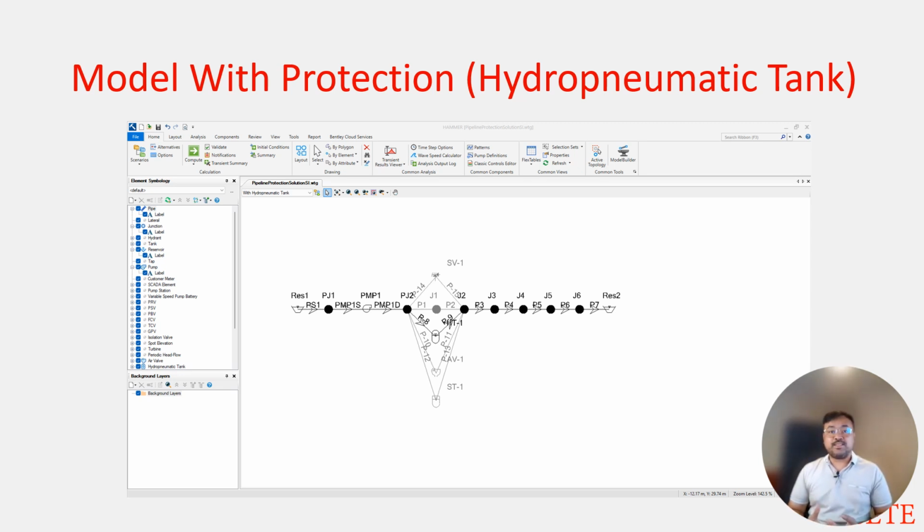The hydropneumatic tank allows excess pressure to be absorbed when the pump shuts down, preventing the pressure from rising too quickly and reducing the risk of system damage.